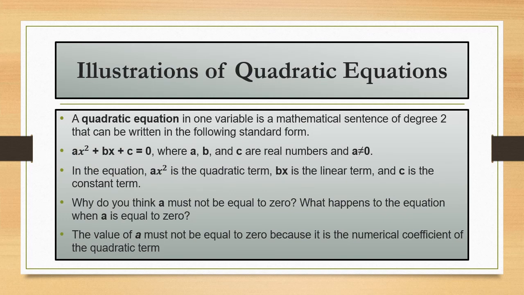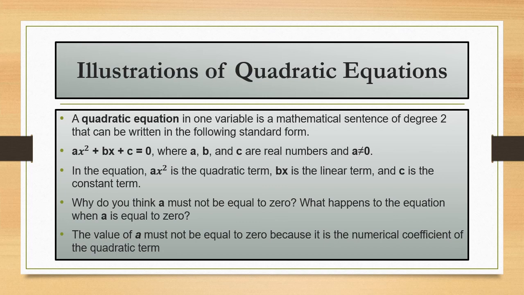A quadratic equation in one variable is a mathematical sentence of degree 2 that can be written in the following standard form: ax squared plus bx plus c is equal to 0, where a, b, and c are real numbers and a is not equal to 0. In the equation, ax squared is the quadratic term, bx is the linear term, and c is the constant term.